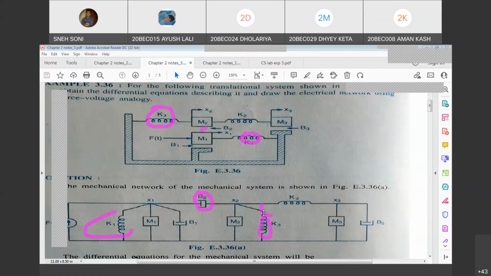Now between x2 and x3, there is a spring K2. You can see here between x2 and x3, you have spring K2. So it is shown here. And then between rigid support and M3, meaning x3, you have damper B3. So rigid support is this and x3 is this. In between, you have the damping factor, that is B3. I hope the nodal diagram is correct with your answer. It's matching.